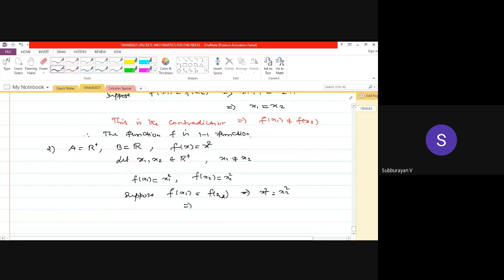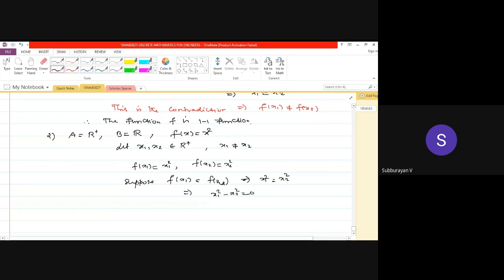Which implies x1 square minus x2 square is equal to 0. But what is a square minus b square? A square minus b square is nothing but a plus b into a minus b, isn't it? Therefore, we can write x1 plus x2 into x1 minus x2 is equal to 0. Remember, here we have taken x1 and x2 as positive real numbers. Therefore, if you take the addition of these two positive real numbers, that will be positive. Therefore, the product of these two becomes 0 means this must be 0.